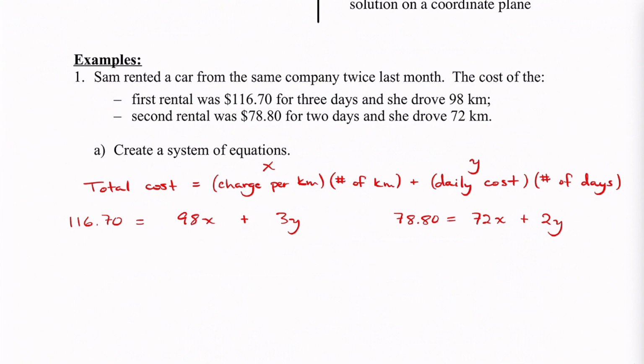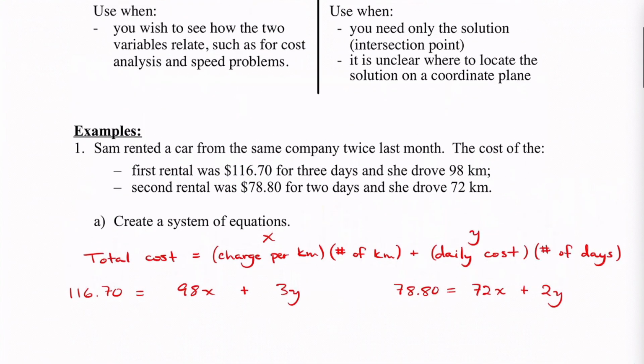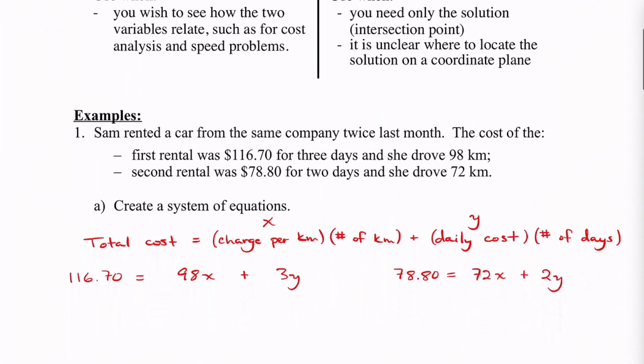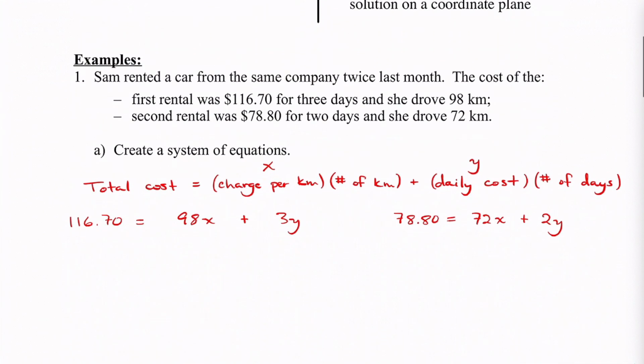These equations are dealing with money and we have decimals, which makes it more difficult. Looking up here, when we had something dealing with cost analysis with money, we want to do this graphically. So we'll go back down here. In order to do it graphically, in that lesson we always had to get it into y equals. So I'm going to convert this into y equals. To get y by itself, I'm going to first subtract 98x from both sides.